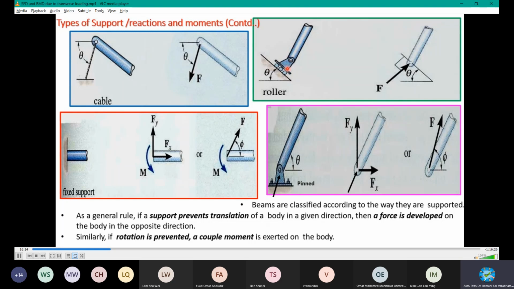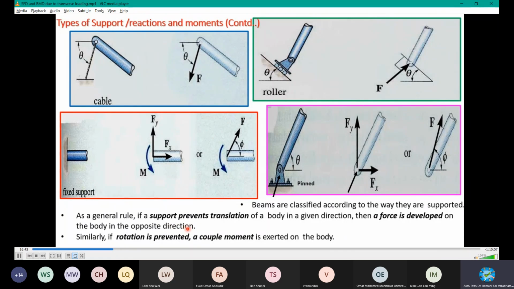It is all about whether the moment is restrained or not. Depending on that, you will have corresponding reactions on the moments. As a general rule, if a support prevents translation of a body in a given direction, then a force is developed on the body in the opposite direction, equal and opposite, to balance out.